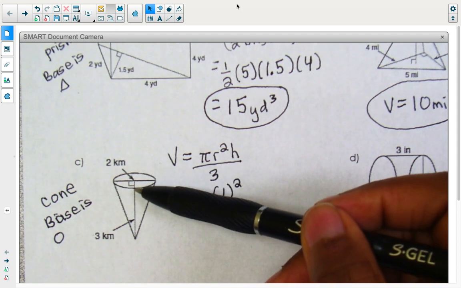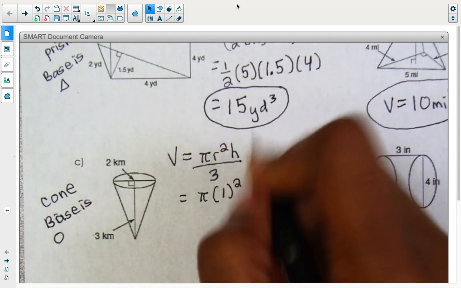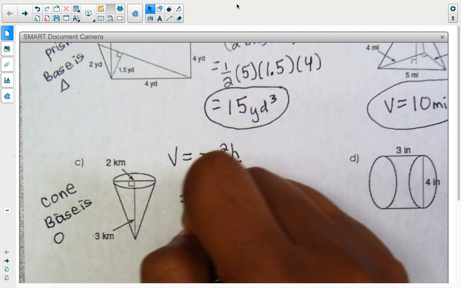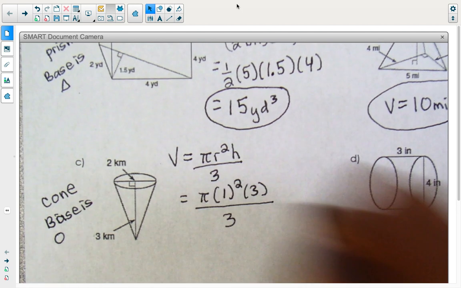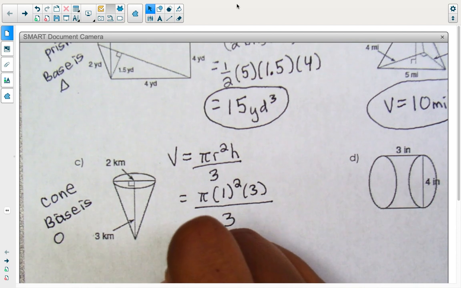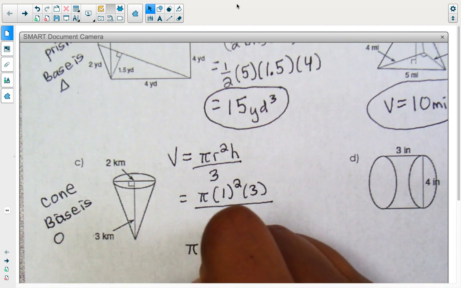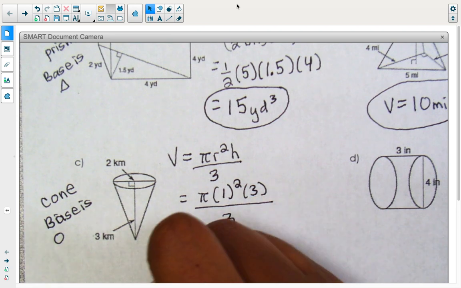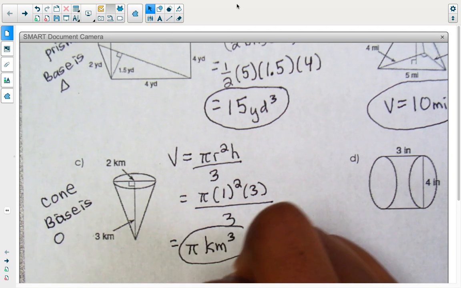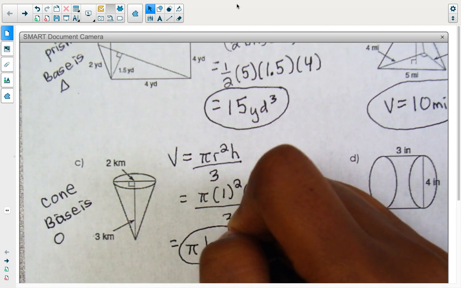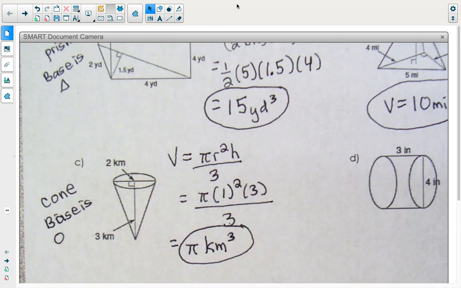So I see that right here. The height of my cone is 3. And I'm going to divide that by 3. Type all that into Desmos, and we get pi. So it gives me pi kilometers cubed. There is a pi button in Desmos. If you wanted to type in 3.14, it will be rounded just a little bit. But if you type this in, it should give you pi back out.